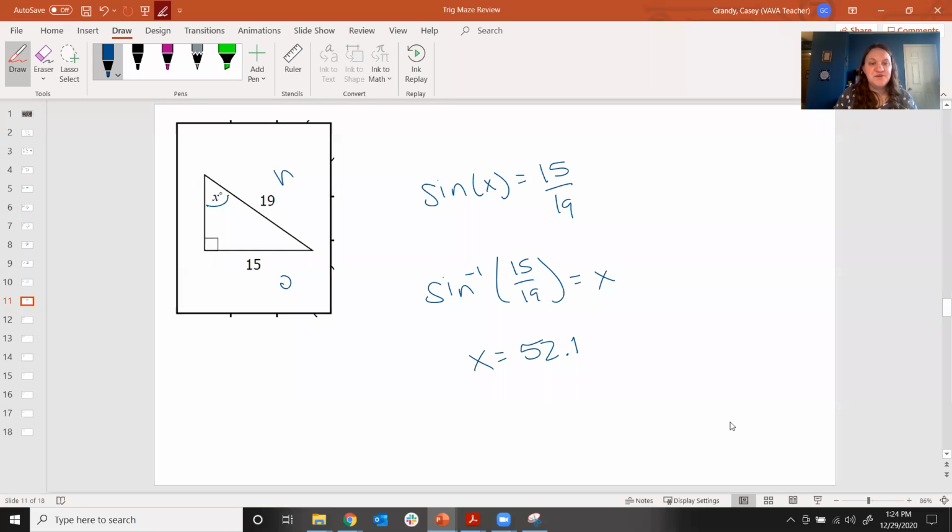All right, we should get 52.1. We were using sine because we were given an opposite and a hypotenuse. So the sine of the x, which is our angle, is the opposite over hypotenuse. Flip-flop your ratio and your angle, making this an inverse. In our calculator, we type sine inverse, 15 over 19, 52.1.